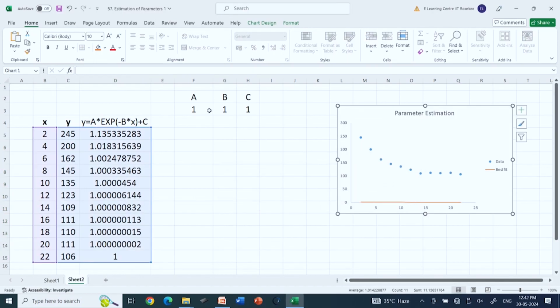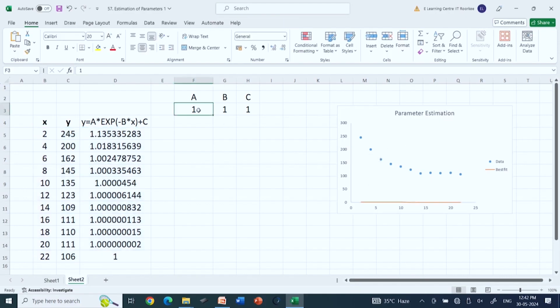You have to play with these ABCs such that this goes close to this value. So, the very first thing is I have to lift this value somewhere here. So, let me just change this say to 100. Okay, there's a bit of lift.